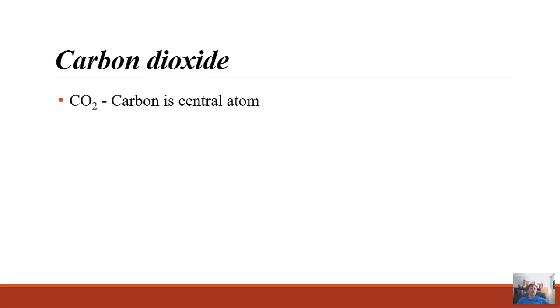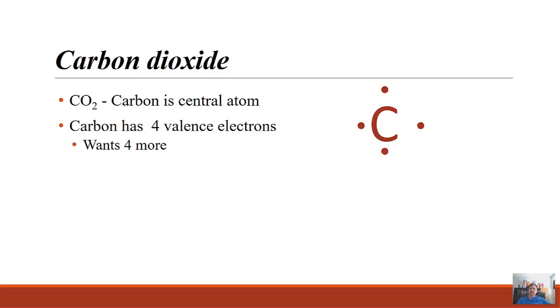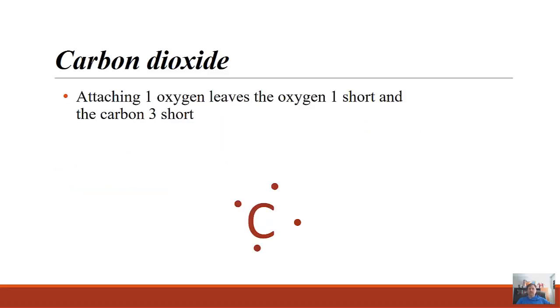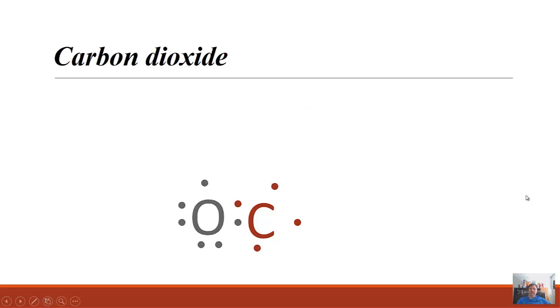Let's try the same thing with carbon dioxide. In this case, carbon's going to be our central atom. Carbon has 4 valence electrons. Oxygen we know has 6. Carbon's going to want 4 more. Oxygen wants 2 more, so they're going to have to share. So if we attach one oxygen right here, we're going to have what? Oxygen has 2, 4, 6, 7. It's 1 short. Carbon has 2, 3, 4, 5. It's short. Do the same thing on the other side.